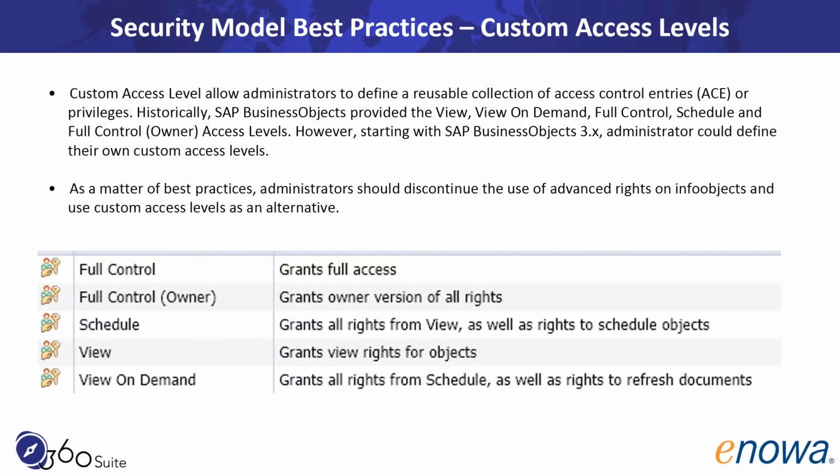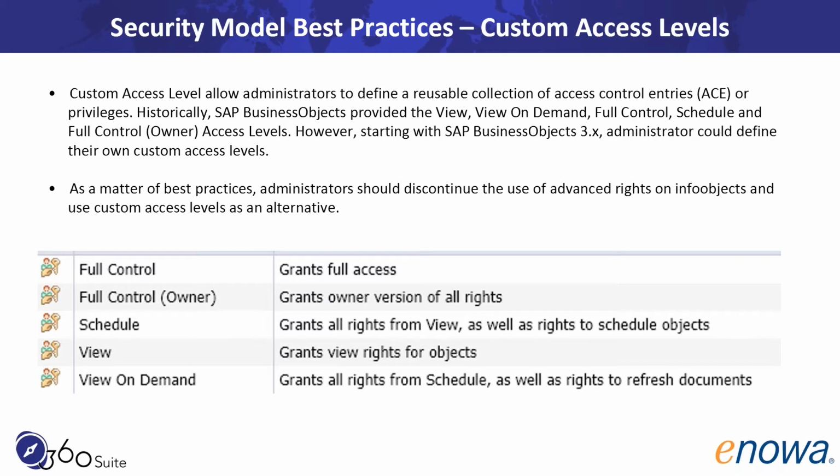So out of the box, we've got a few that SAP provides to us, which is full control, owner, schedule, view, and view on demand. Lots of different ACEs packed into those. They're pretty self-explanatory, but obviously full control lets you do just about everything. Schedule limits you to just scheduling reports. View limits you to just view only on objects. View on demand allows you to refresh reports that are out in your public folders, for example. And of course, it varies depending on what kind of object you're applying to and what actually that means.